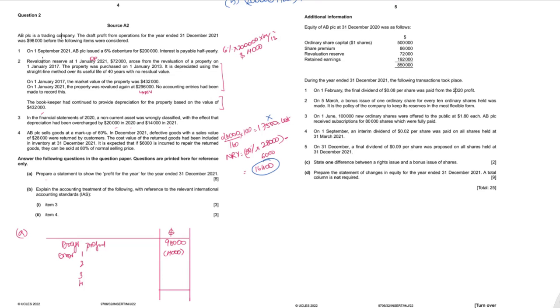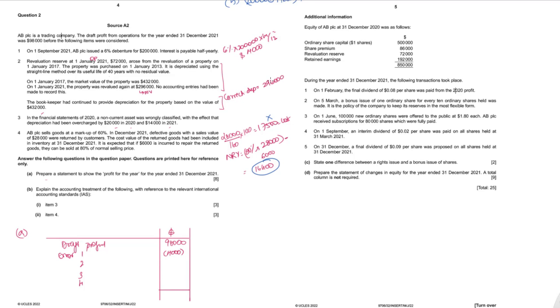Second one, revaluation reserve. The details are given, and we've already discussed them. I told you there are two elements. One is the element of incorrect depreciation, and then the element of revaluation. Let's calculate first the incorrect depreciation. Let's correct the depreciation. Now, if the value of the property is 296,000 on 1st Jan 2021, the correct depreciation should have been how much?